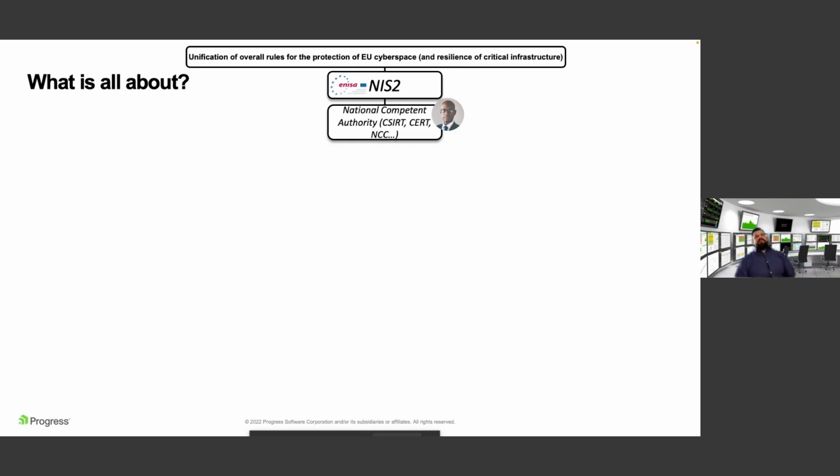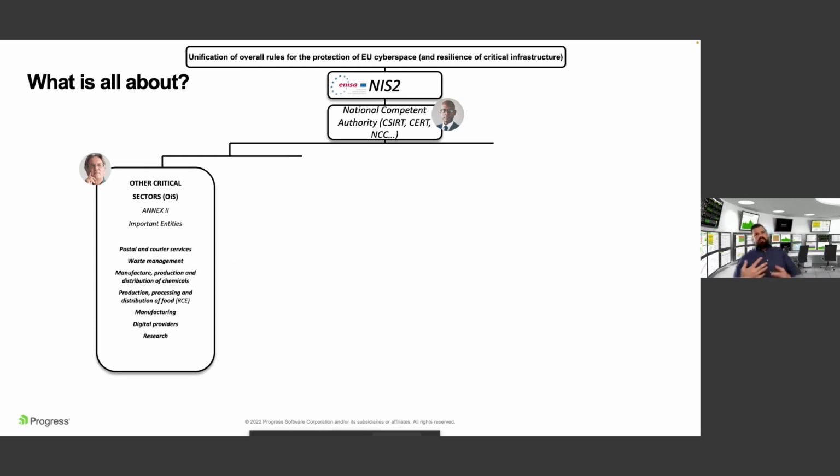So every single member state needs to have a national competent authority. It can be, let's say, a national security authority with many departments like CSIRTs, or computer emergency response teams, or national competence centers and so on. And they are responsible for transposition of the directives into national legislation, and also as a competent authority regarding the sectors, like important entities, the other critical sectors, like operators of important services.